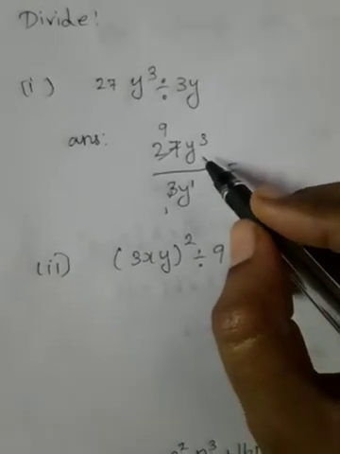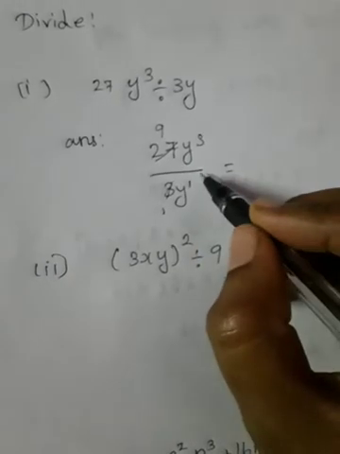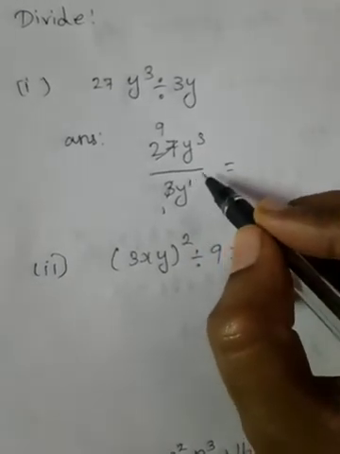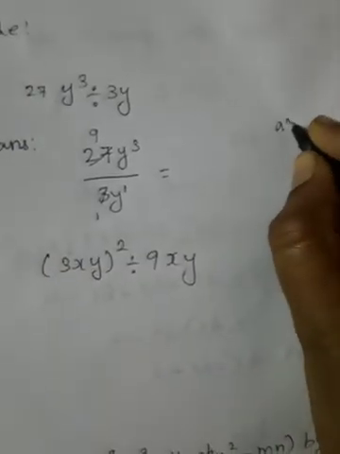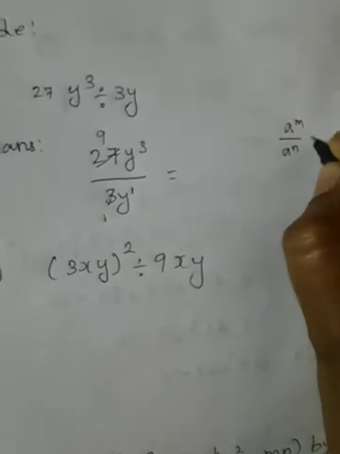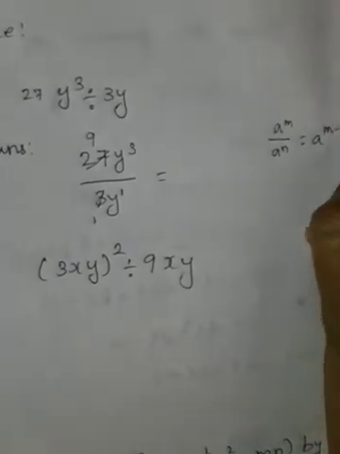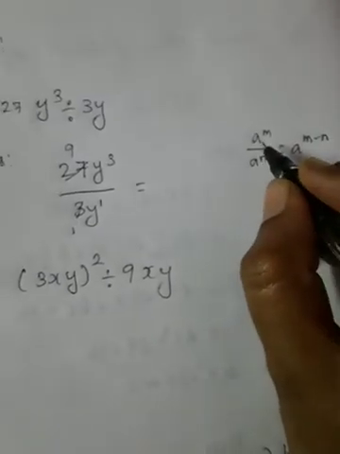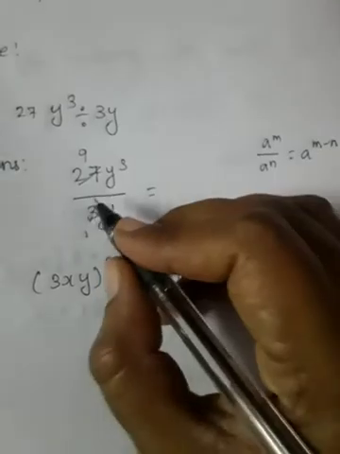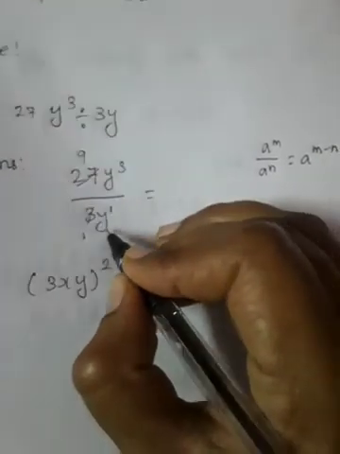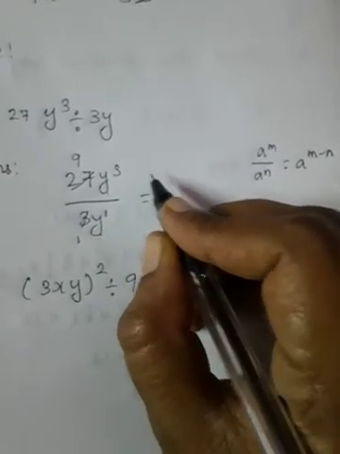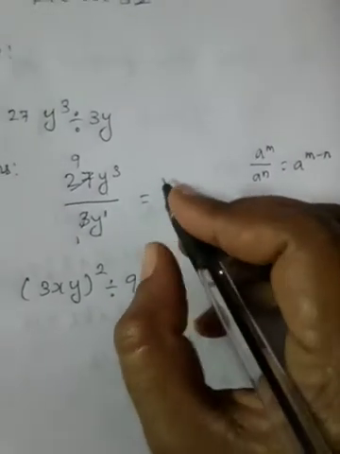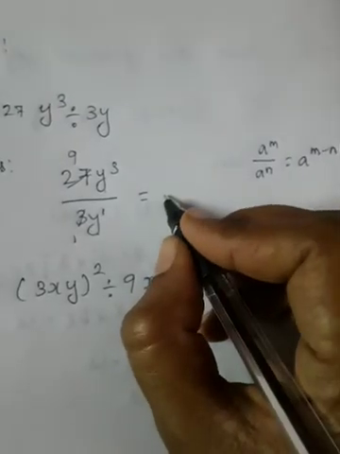So we have a formula: a power m divided by a power n is equal to a power m minus n. I will show you. A power m divided by a power n is equal to a power m minus n. So the most important thing is the base should be same. So here this is y, this is also y. So y power 3 minus 1. Y power 3 minus 1 is equal to 2.